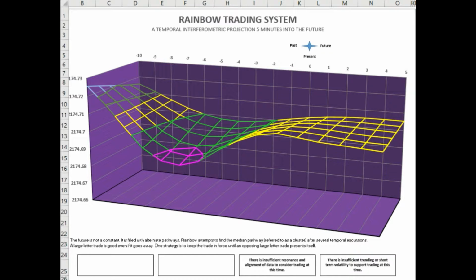It must be understood that the future is not a constant, and that it possesses many alternate pathways. Rainbow attempts to narrow the variance by finding the median pathway. In order to compute these pathways, the system must possess a certain degree of volatility, resonance, and measured emotion, the three ingredients of looking forward.